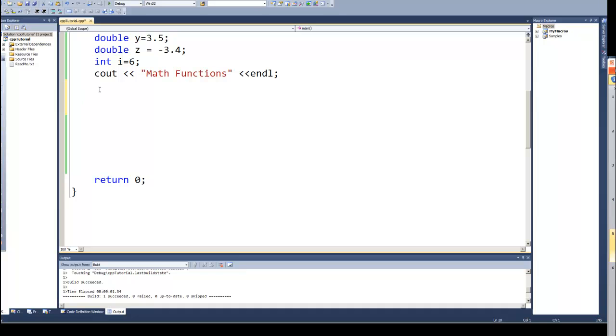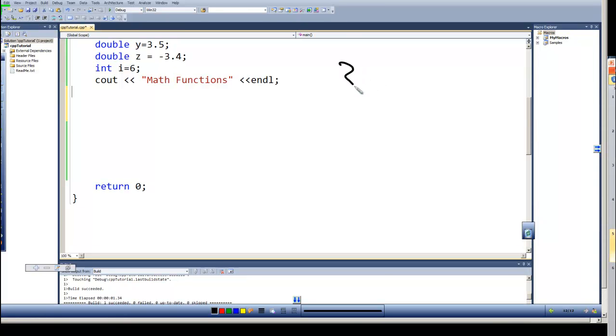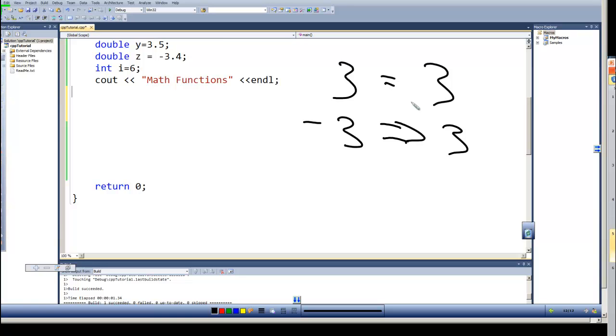In a previous video, we looked at the math library, adding the math library, and we looked at the power function. In this video, we're going to look at the absolute value and square root functions. If you remember, the absolute value is the positive version of any number. So the absolute value of 3 would be 3. The absolute value of minus 3 would be 3. Basically, it's the positive value of any number.